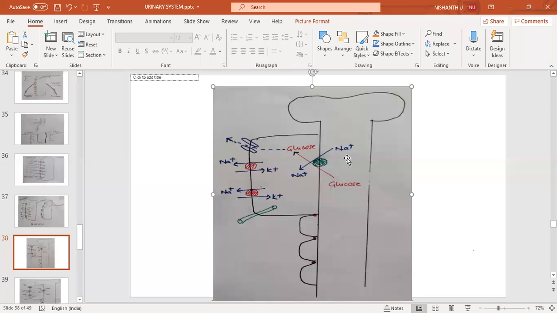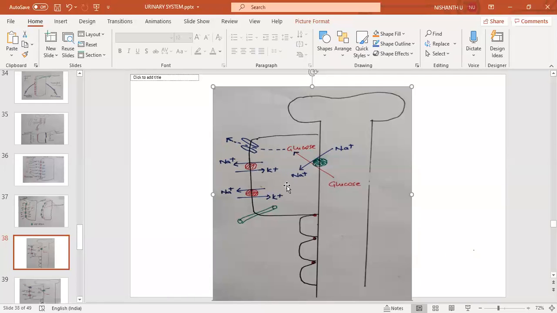The second problem is that if you are continuously consuming an excess amount of glucose, or if you are diabetic, I told you that this is a membrane. Do you remember the glomerular membrane? This glomerular membrane will become very thick. Thereby, filtration of the glucose also will become problematic. I have not explained anything about this yet. Just remember this.